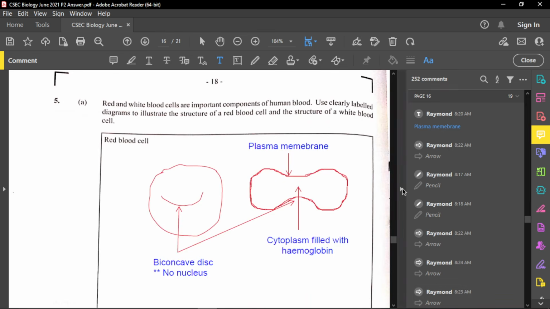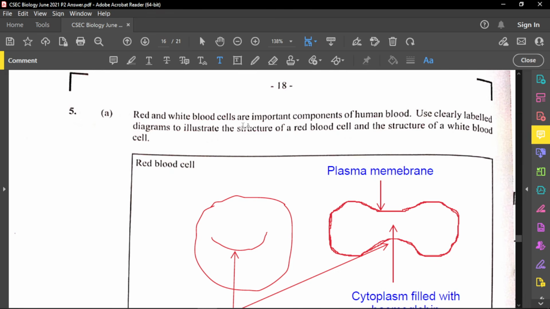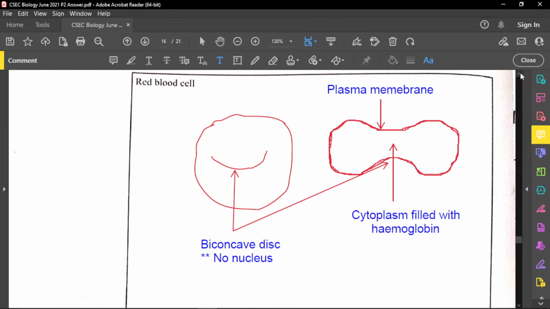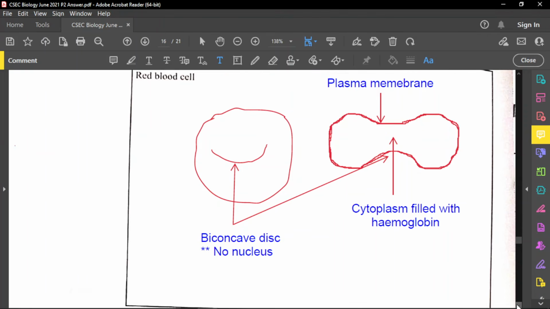Now, for question number 5, you said red and white blood cells are important components of human blood. It says use clearly labeled diagrams to illustrate the structure of a red blood cell and the structure of a white blood cell. We have the red blood cell box right here that they provide for us. I'm just going to draw 2 diagrams for the red blood cell to show different views. Here we have the red blood cell, which is a biconcave disc, and it has no nucleus. You have the plasma membrane or cell membrane, and you have a cytoplasm that is filled with hemoglobin. Those are the general structures of a red blood cell.